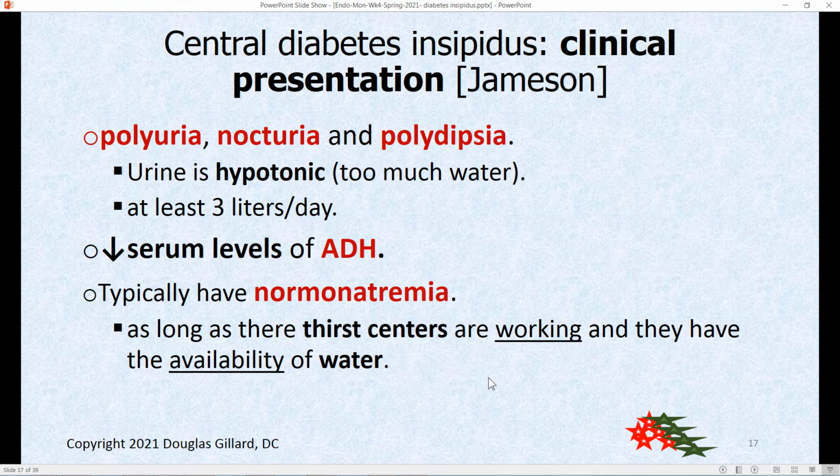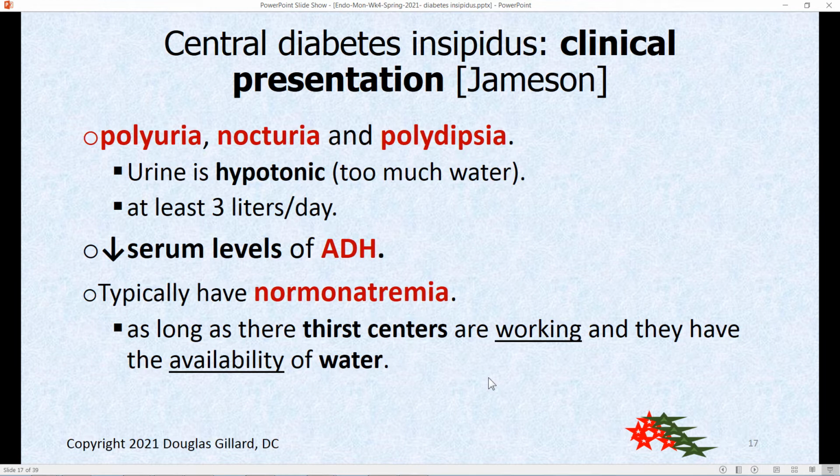When you do a urinalysis, which you can do in your office, the urine is hypotonic, meaning there's way too much water in it. It's too water heavy. You'll learn about specific gravity when you get to Dr. Dumani, I think, teaches that. Has to be at least 3 liters of water, urine coming out per day. Usually it's more like 10 to 15 to even more. You can do some blood work, and you'll find that there are no ADH levels.